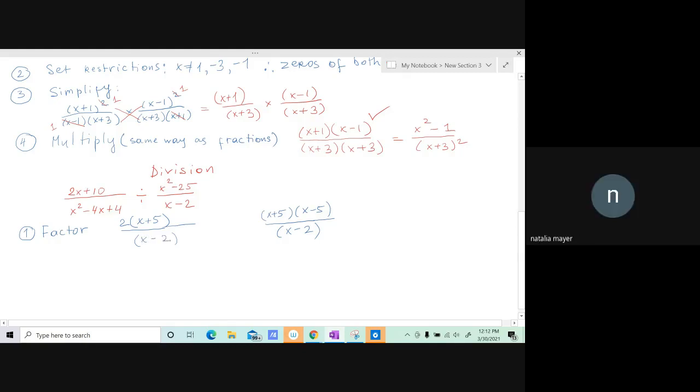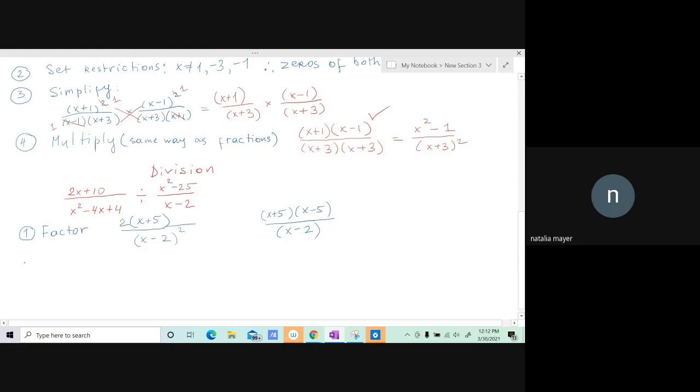Correct. If you are not good at perfect squares, you can still do simple trinomial, right? So 2 numbers which multiply to 4 and add up to -4. So it will be -2 and -2. Okay. Yeah, this looks better.